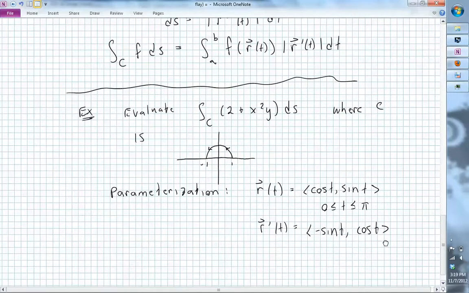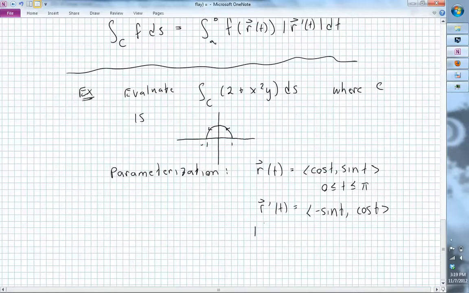Right? And then we need to find the magnitude of r prime, which is not terrible. In fact, it's about as nice as it gets. Sucks how the math professors always get all the easy problems. Okay. And then we need f of r of t.